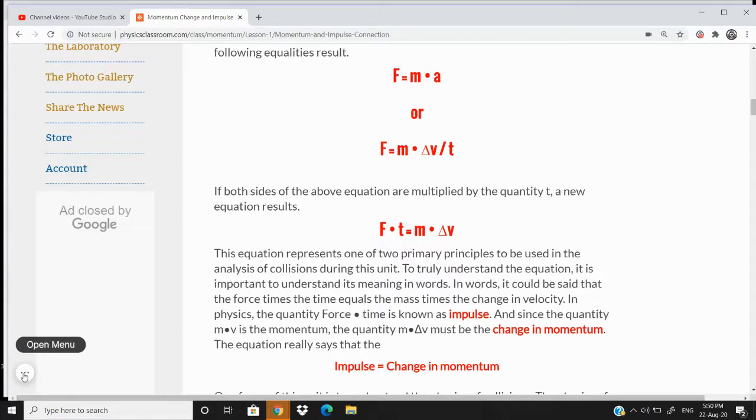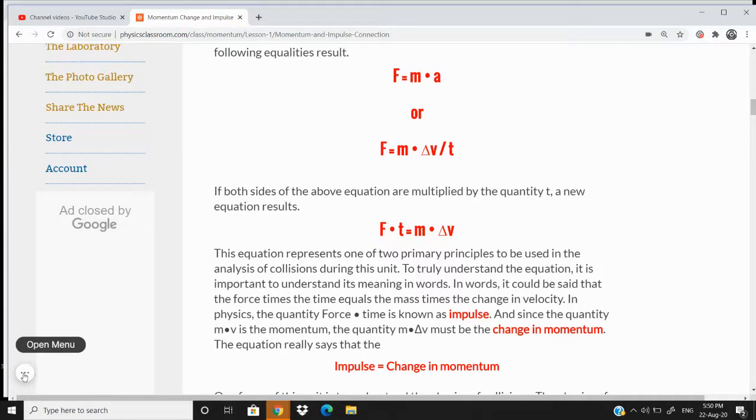And the product of this force and the time interval taken is known as impulse. Okay. So what is impulse? The product of the large force F and the time interval taken will give us impulse.